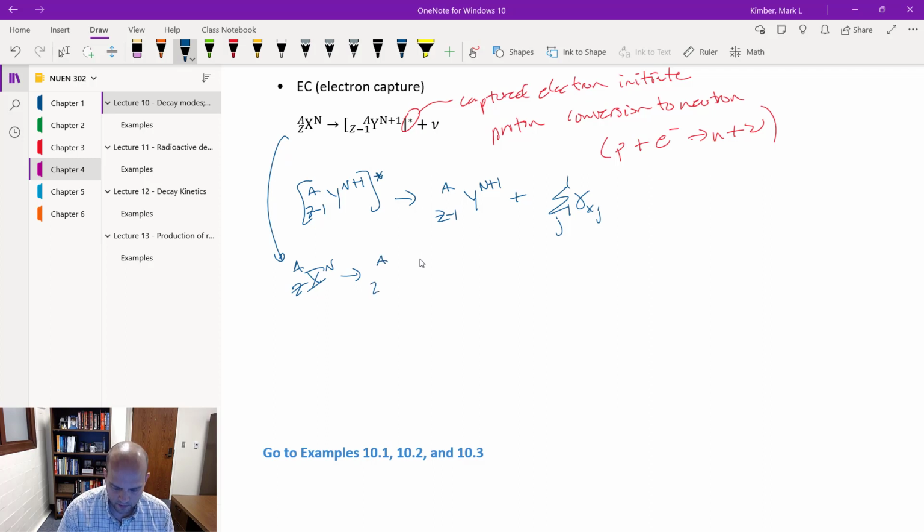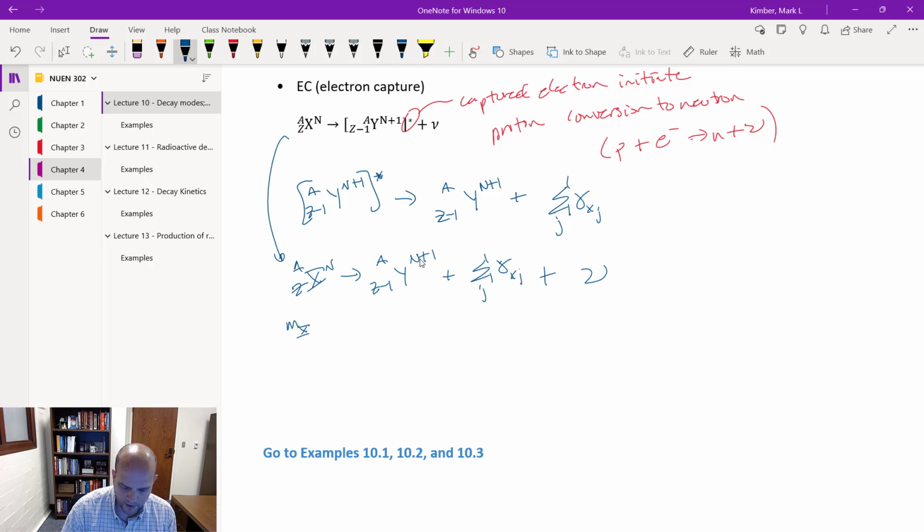the daughter, as we expect, with a proton changing to a neutron, plus one or more gamma rays going from an excited state back down to the ground state, plus that neutrino. And so what does the mass balance look like?